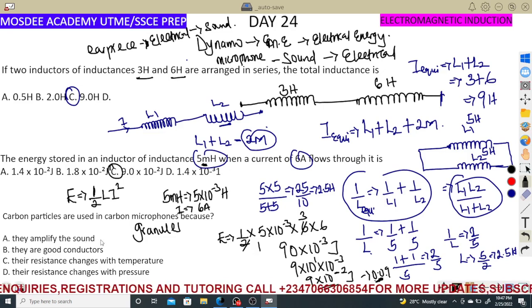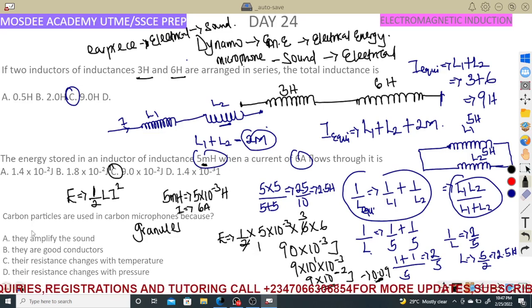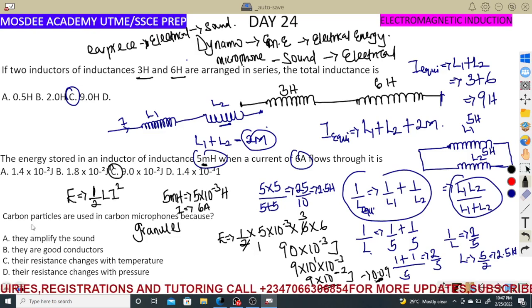It's not there to amplify sound, because carbon is not a good conductor. Carbon is not even a conductor, it's an insulator. The only carbon that is a conductor is the allotrope you call graphite. Does their resistance change with temperature? No. We are talking about the resistance of carbon particles when you speak into a microphone. It changes with what?